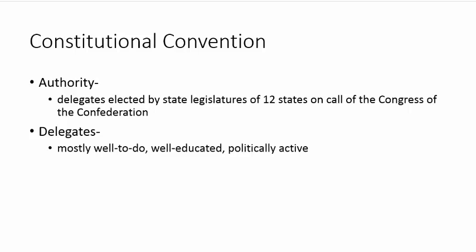Now, there is an absolutely excellent book on the drafting of the Constitution. It's called A Meeting in Philadelphia. I don't think, written by Catherine Drinker Bowen. It's called Miracle in Philadelphia. Mostly the delegates were well-to-do, well-educated, and politically active. Another thing that united them is they were all basically nationalists. They believed in a stronger national government.